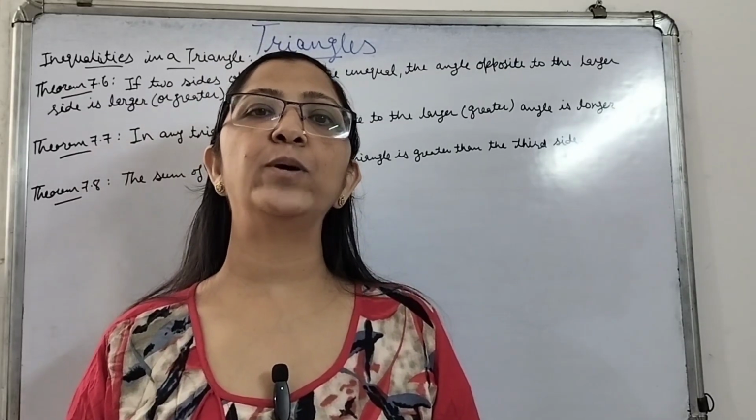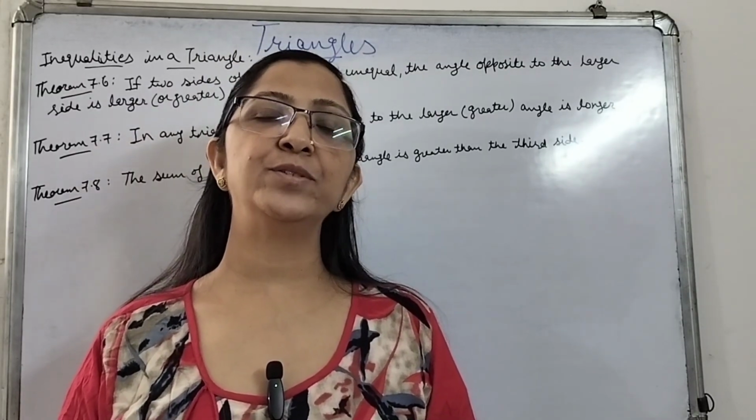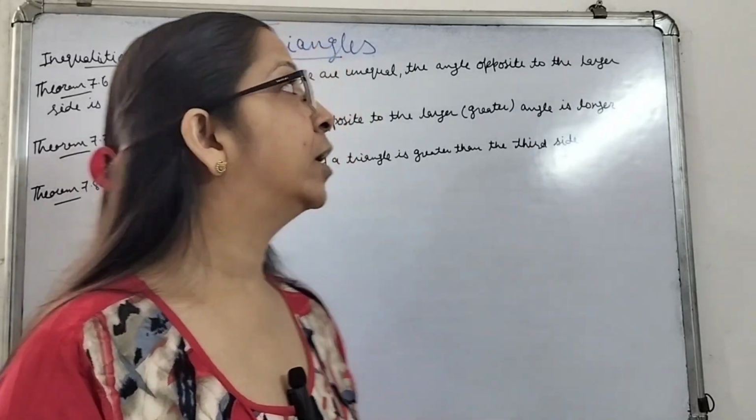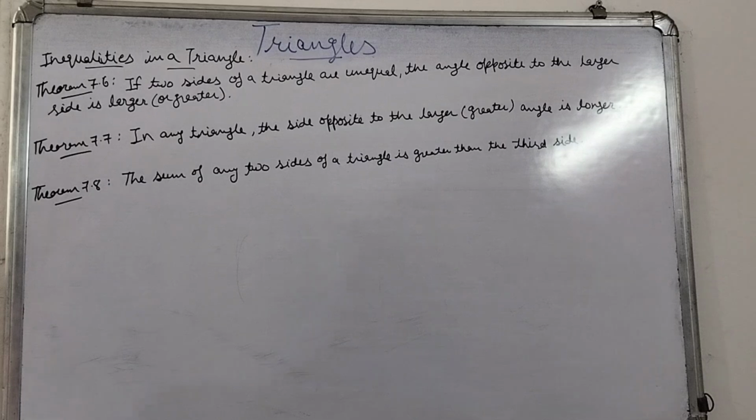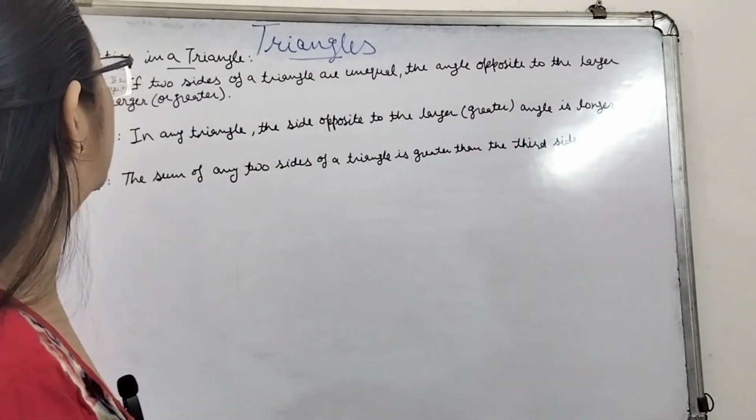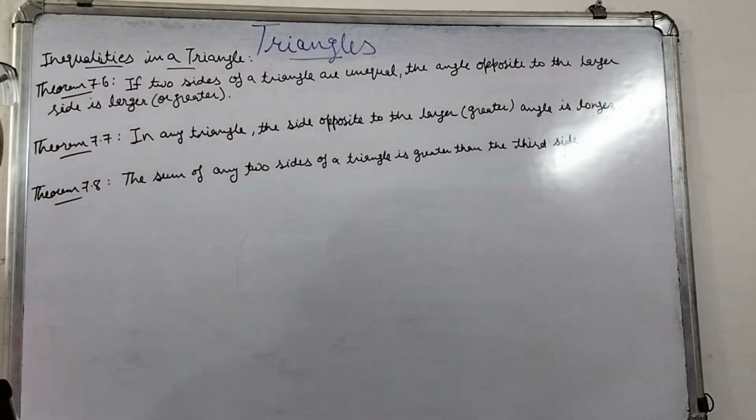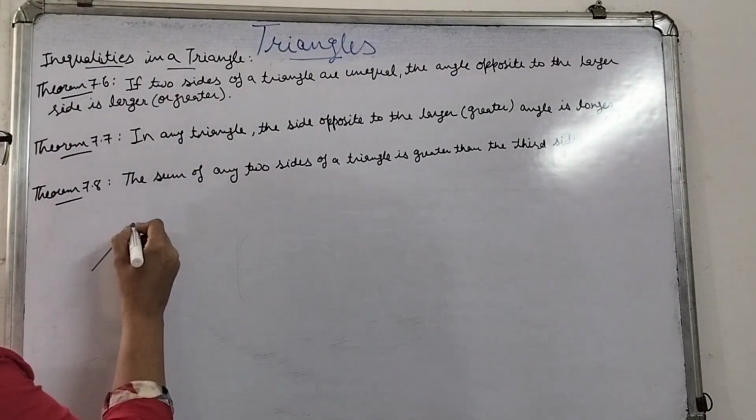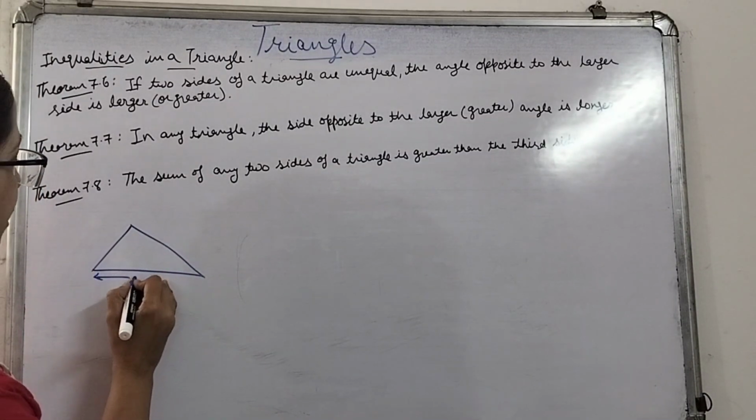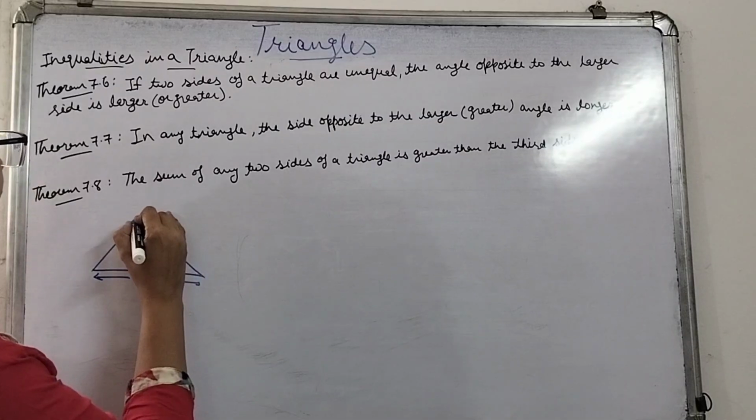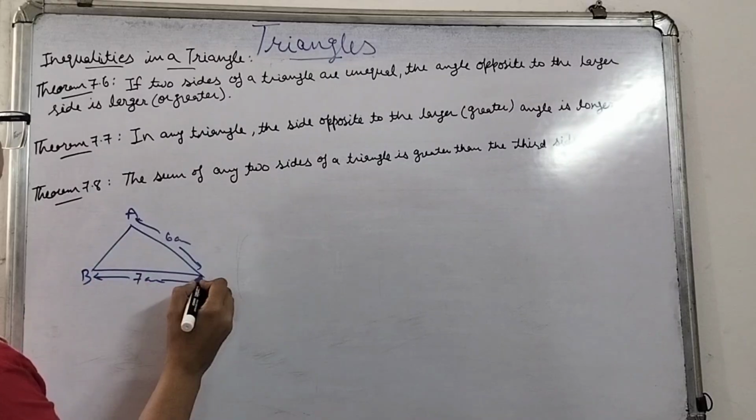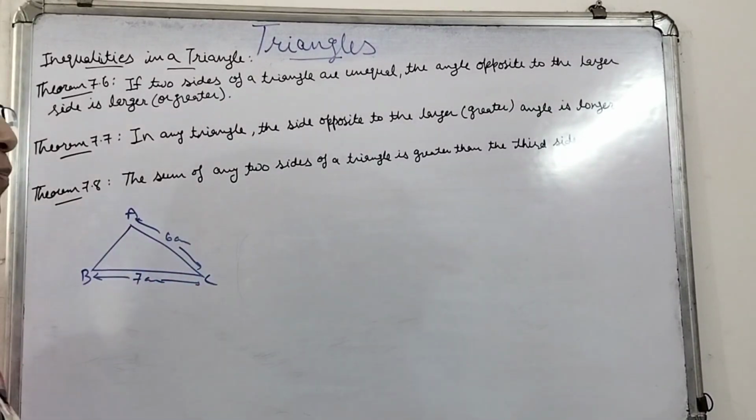Till now we have seen equalities in a triangle, that means equalities of sides and equalities of angles. Now we'll be learning about inequalities in a triangle. So now let's see theorem 7.6. If two sides of a triangle are unequal, the angle opposite to the larger side is larger. In this triangle, suppose this side is 7 centimeter and this side is 6 centimeter. So the side BC is greater than side AC.